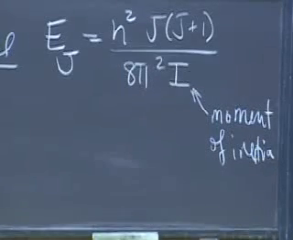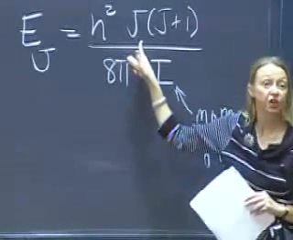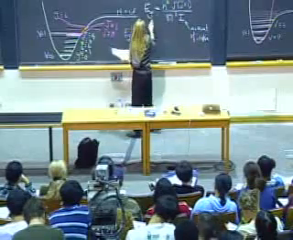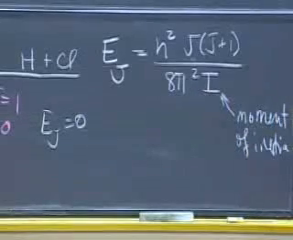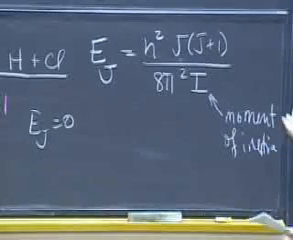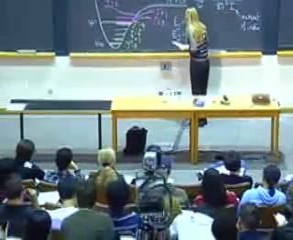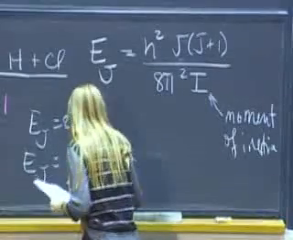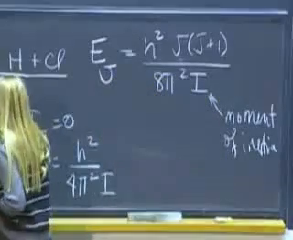So what does this say? Well, this says that when J is equal to 0, the rotational energy is equal to 0, because at J equals 0 this makes it all go away. So the molecule has no rotational energy in J equals 0. When J is equal to 1, we put in J equal 1 and calculate that. It comes out to be h squared over 4 pi squared times the moment of inertia. This is J equal 1.